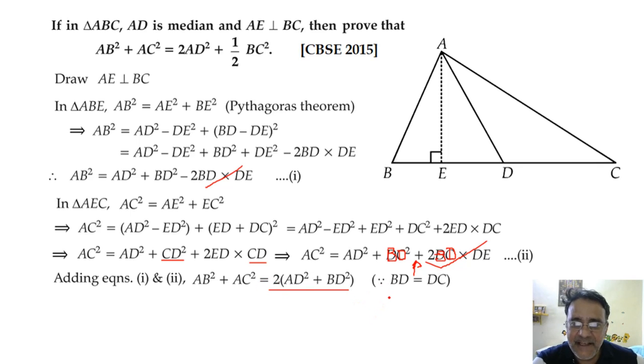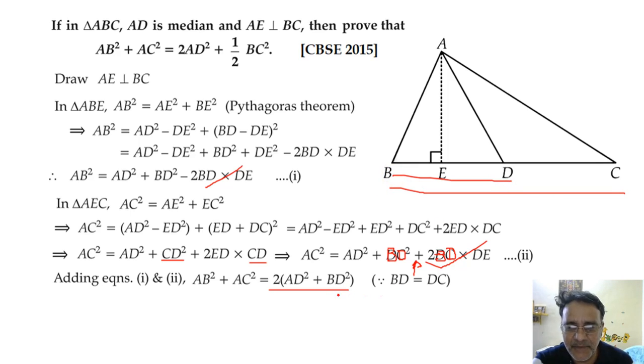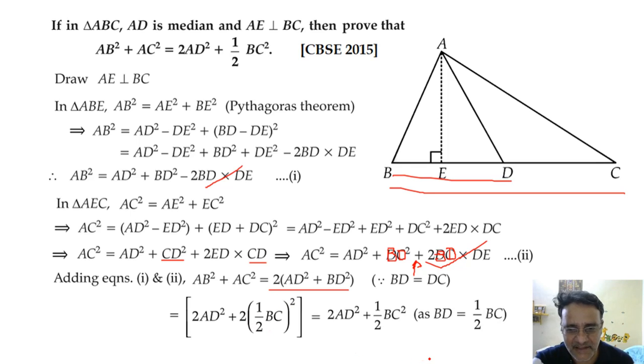Okay, now what is BD in terms of BC? BC is full and BD is half. So in place of BD we can write half BC. Right? Half BC whole square. So this will become BC square by 4, and 1, 2 will be cancelled. So we'll get half BC square. Any doubt?